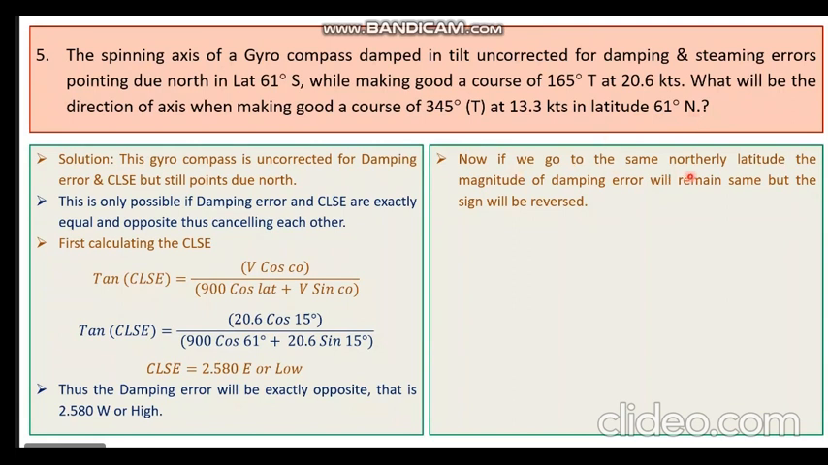If we go to the same northerly latitude, the magnitude of the damping error will remain same, but the sign will be reversed. You see, putting the same thing in the formula K tan lat, whether it is 61 degrees south or it is 61 degrees north, the magnitude of the damping error remains same. Only thing is the naming of the error now changes from west to east, because in northerly latitudes the damping error is always east or low. Hence, the damping error in latitude 61 degrees north will be 2.580 east or low.